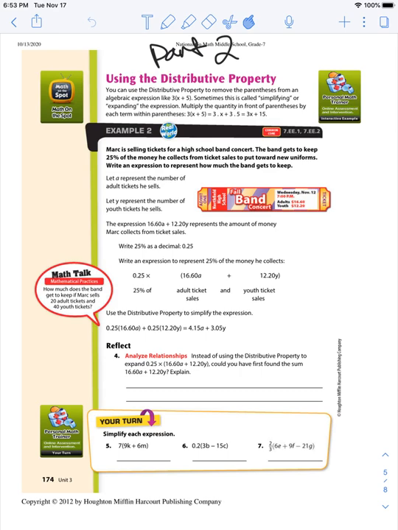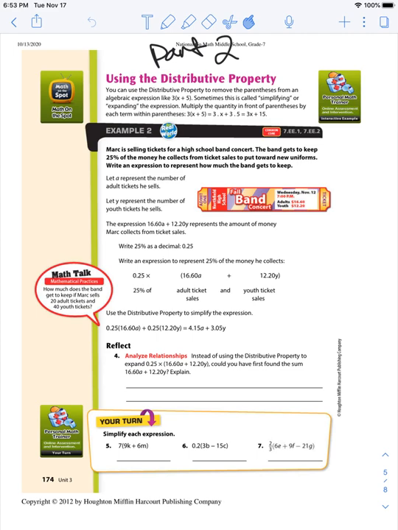So, example 2. Mark is selling tickets for a high school band concert. The band gets to keep 25% of the money he collects from ticket sales to put toward new uniforms. Write an expression to represent how much the band gets to keep. All right, so we're going to let A represent the number of adult tickets he sells, and Y is going to represent the number of youth tickets he sells.